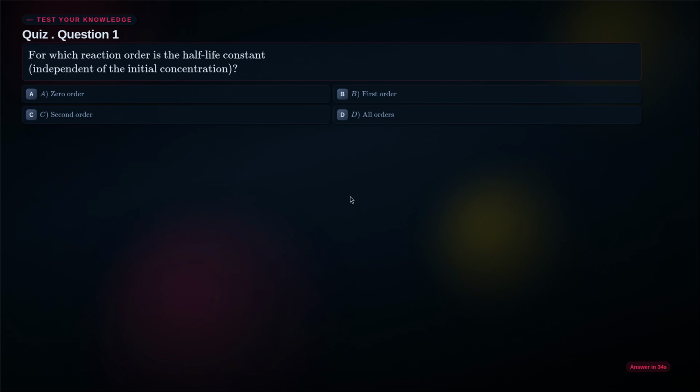Only first-order reactions have a constant half-life that is independent of the initial concentration. First-order T 1/2 equals ln2 over k, which is 0.693 over k. There is no A0 term. For zero order, T 1/2 equals A0 over 2k, which is proportional to A0. For second order, T 1/2 equals 1 over k times A0, which is inversely proportional to A0.